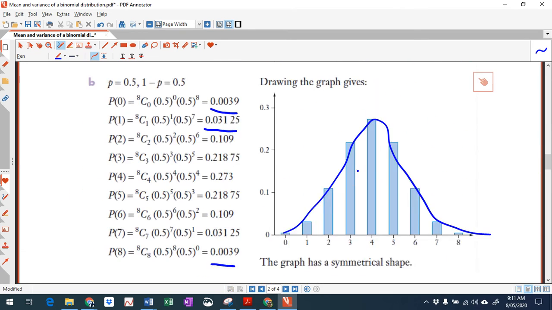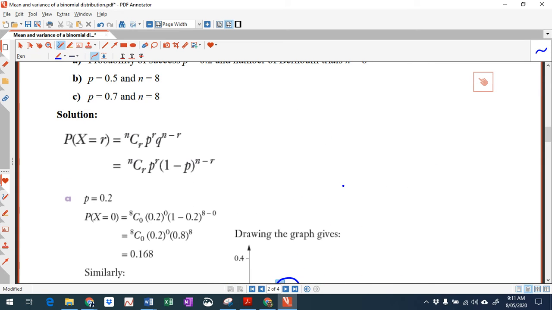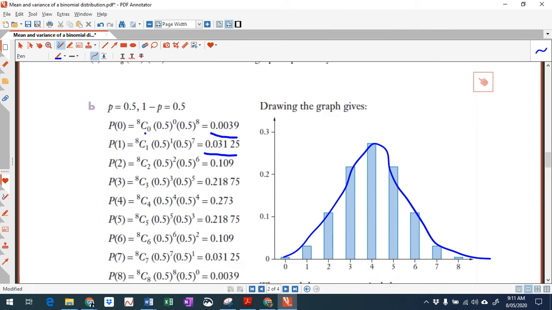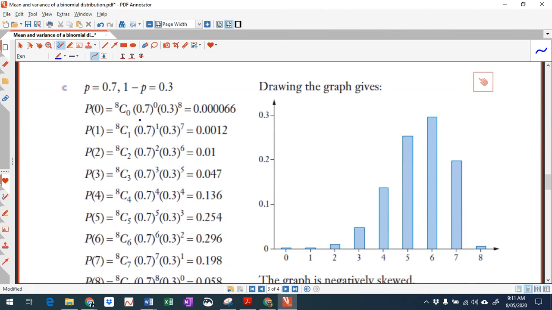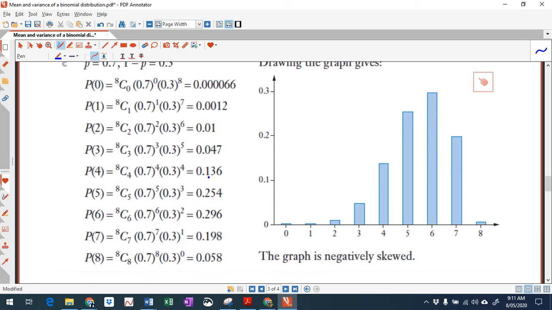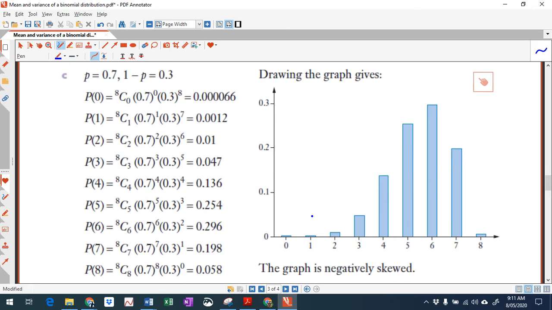Now for part C, this time the probability of success is 0.7 and the number of Bernoulli trials is 8. Doing exactly the same thing again, we calculate all the individual probabilities and then we draw a column graph to show that. You can see here that we are getting a negatively skewed distribution.